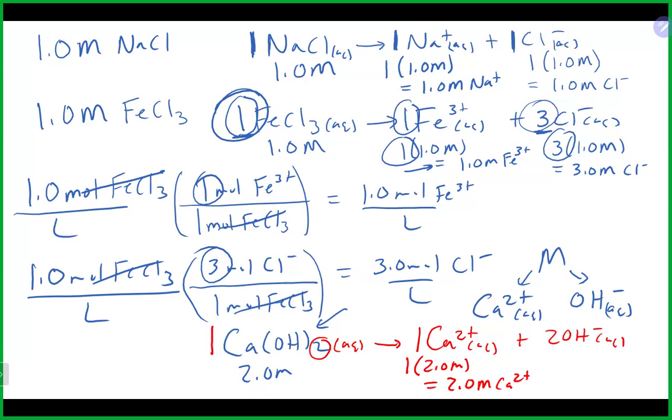Now, if we look at the hydroxide, it is not a 1-to-1 relationship. It's a 1-to-2 relationship. We get twice as much hydroxide floating around as we do calcium. So how that affects concentration and molarity is we need to multiply it by 2. And that would give us 4 molar of hydroxide ions floating around in that solution.